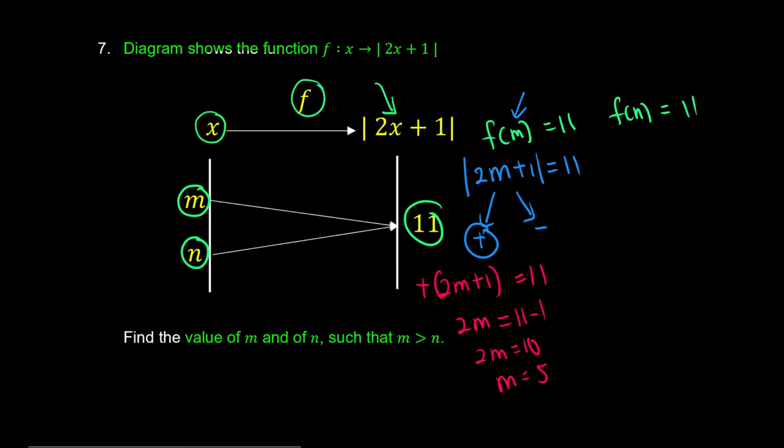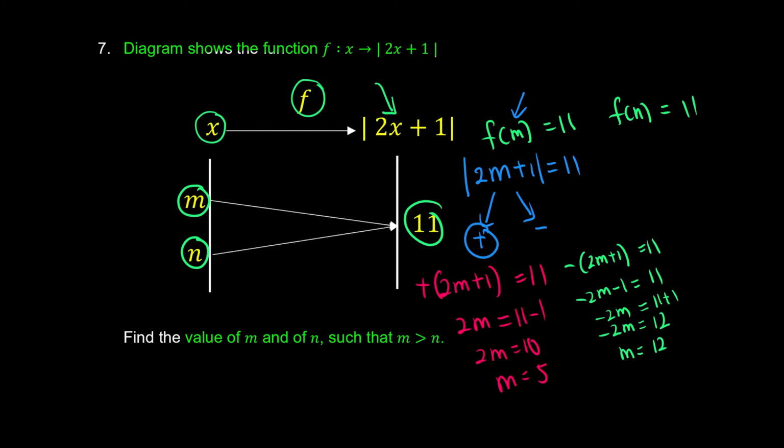Meanwhile, we try to do for the negative case. So negative means that we put a negative in front. Then we do like usual linear equations. So negative 2m, negative 1 is equal to 11. Minus 1 goes there, becomes plus 1. Then negative 2m is equivalent to 12. The negative 2 is multiplied with m, so going to the other side, it becomes divide. So m is equal to negative 6. So it means that m can be 5 or m can be negative 6.